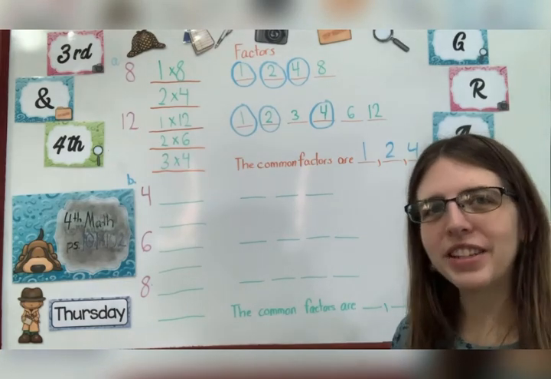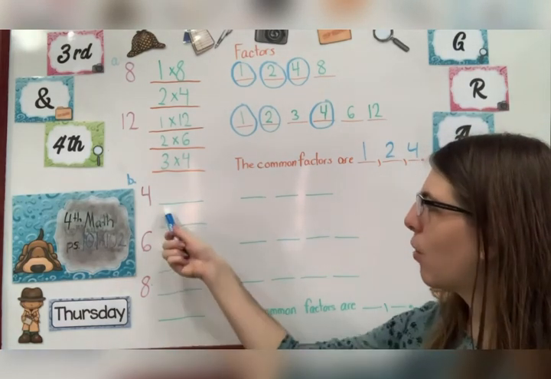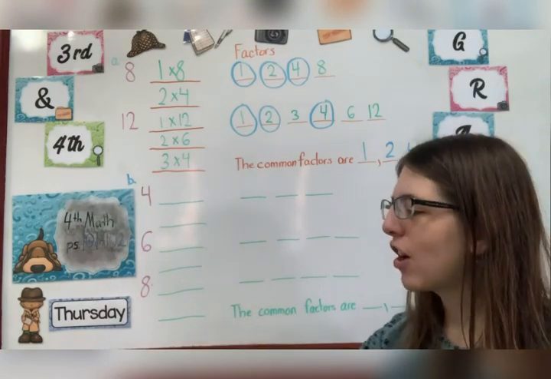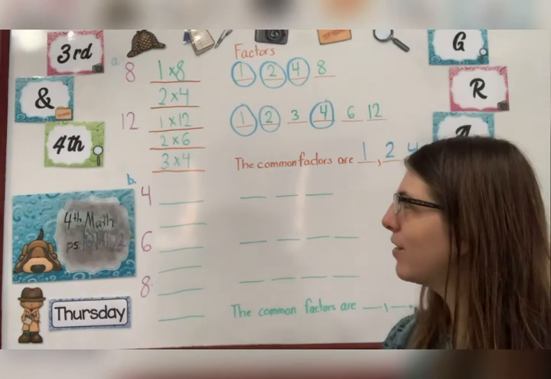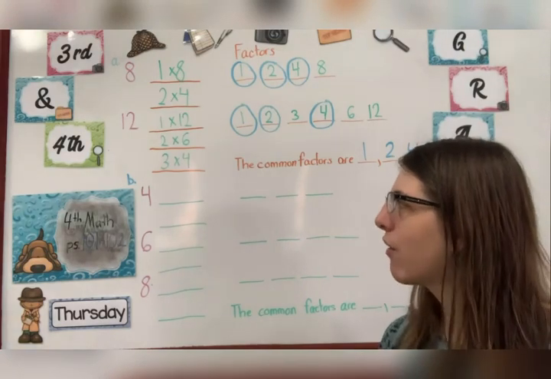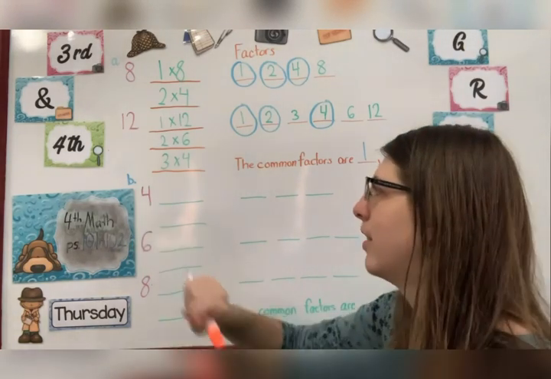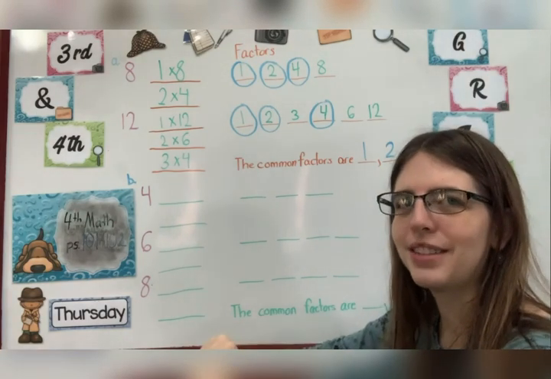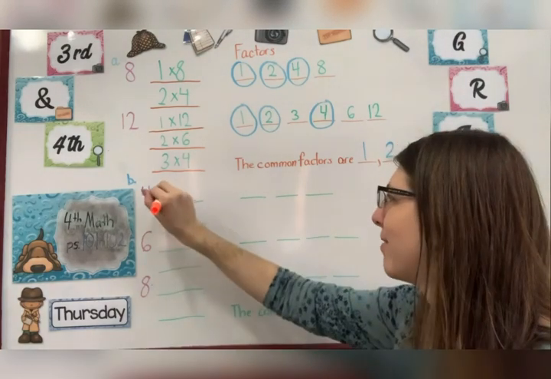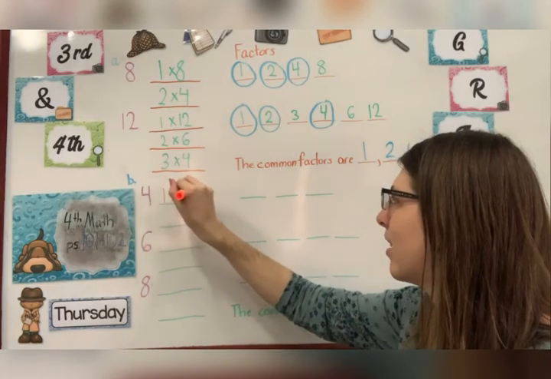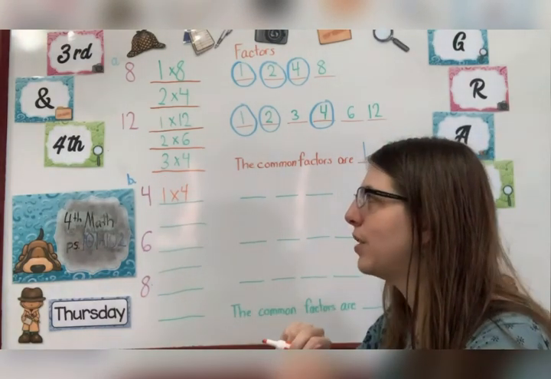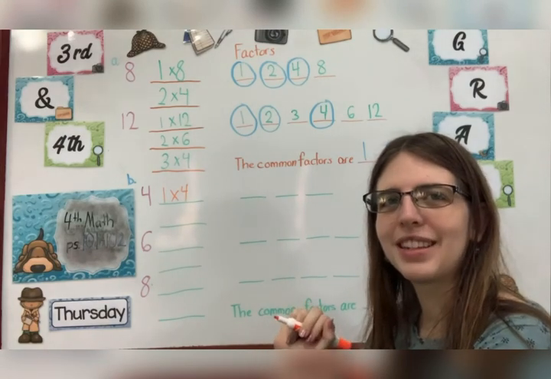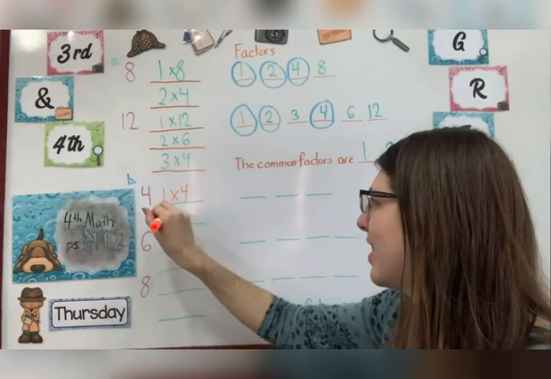All right, let's go on to letter B. 4, 6, and 8. Let's find their common factors. We're going to start by writing them out as pairs of factors. So our first pair of factors for the number 4 would be 1 times 4. Very good. Okay, now let's go to 2. Is 2 a factor of 4? Yes, it is. 2 times 2. Good.